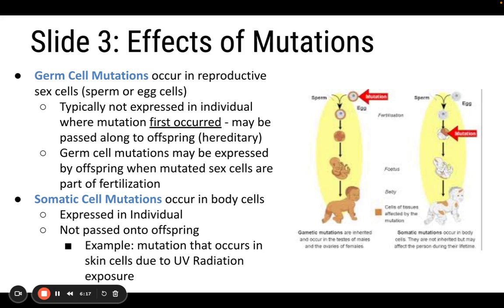In their offspring, however, those offspring may inherit through sexual reproduction that mutated sperm or egg cell. Those are mutations that can be expressed by offspring or from one generation to the next.